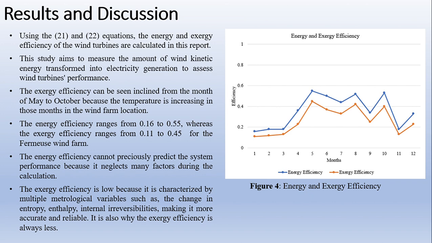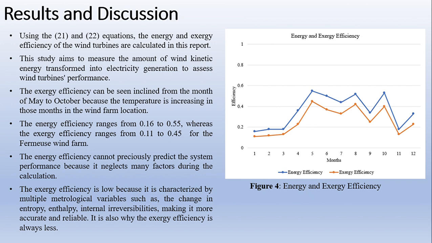As you can see, figure 4 shows the energy and exergy efficiency of the wind turbine throughout the year. We can see that the energy efficiency is leading and the exergy efficiency is lagging behind, but they have a similar pattern. The energy and exergy efficiency can be seen inclined for the months of May to October because the temperature is increasing in these months in the wind farm, and we know that the temperature is the major factor for determining the pressure and wind speed of the location.